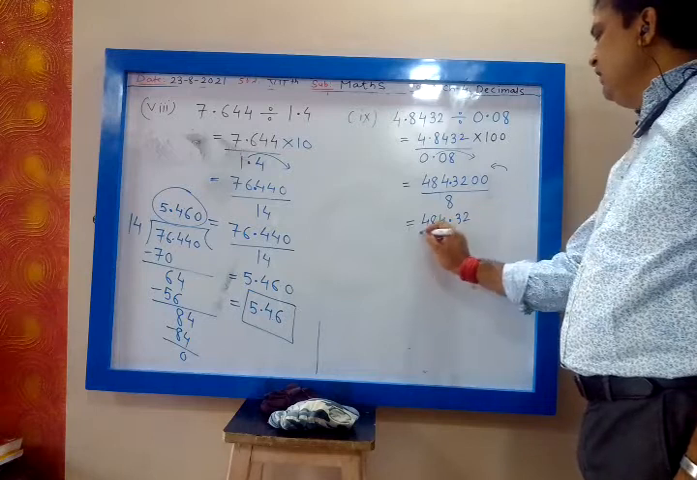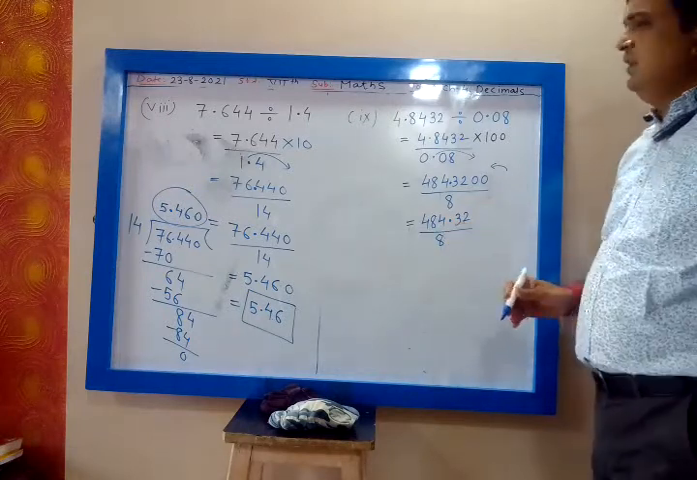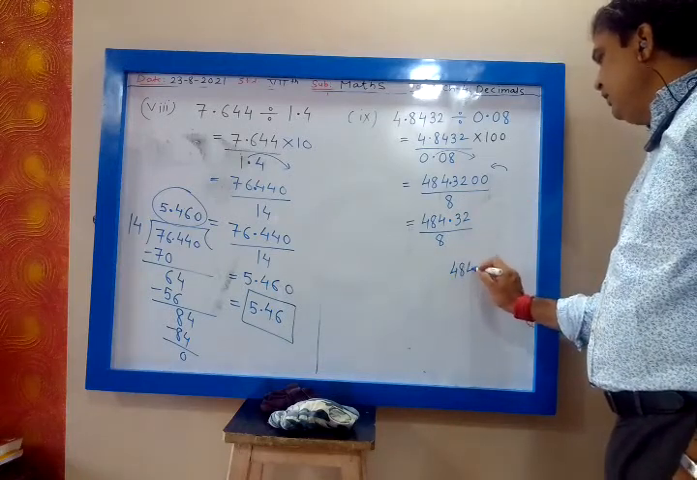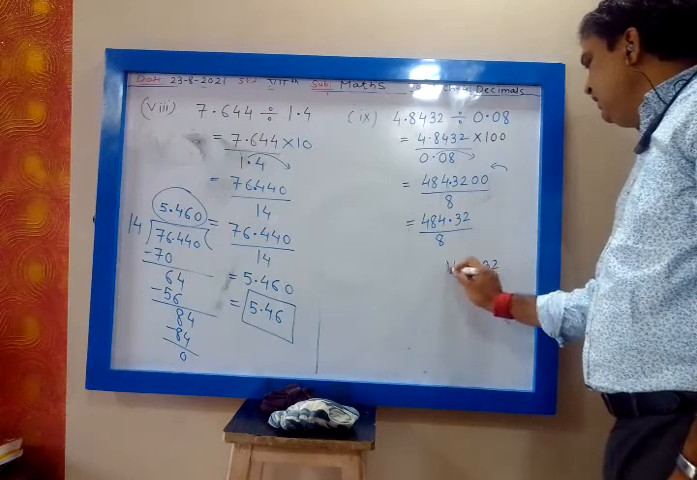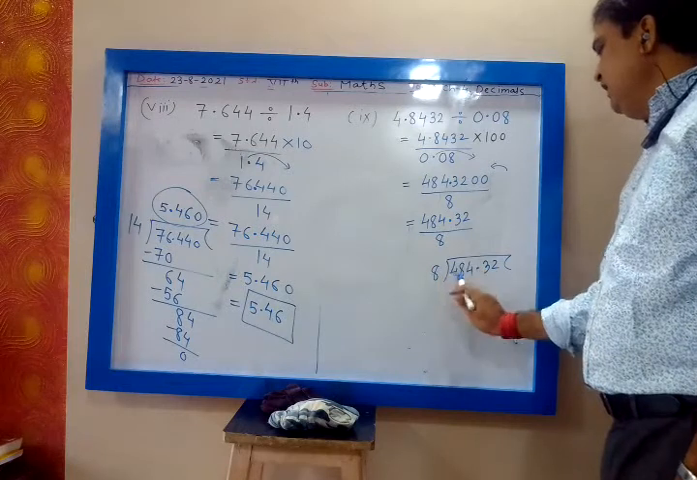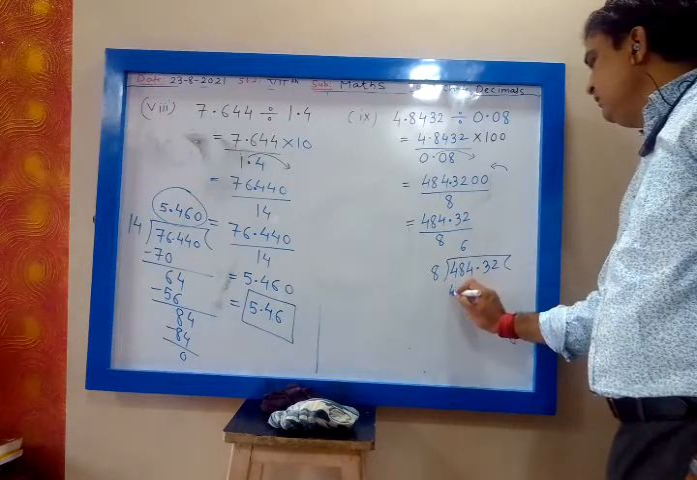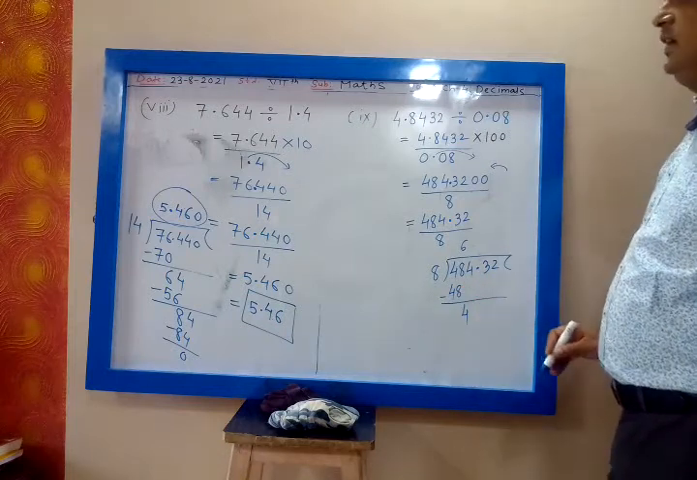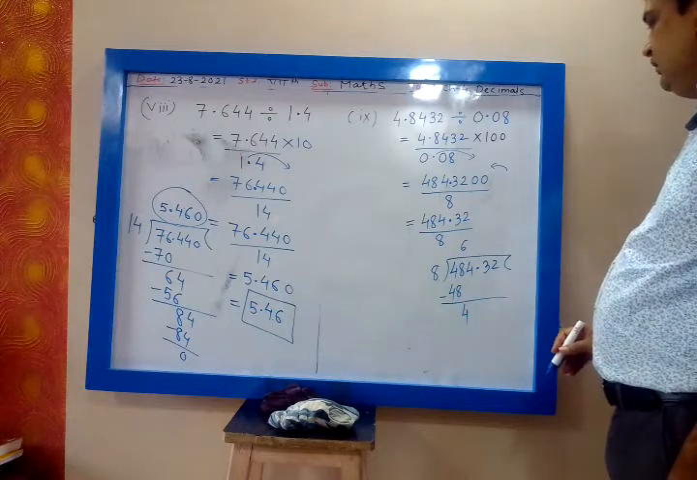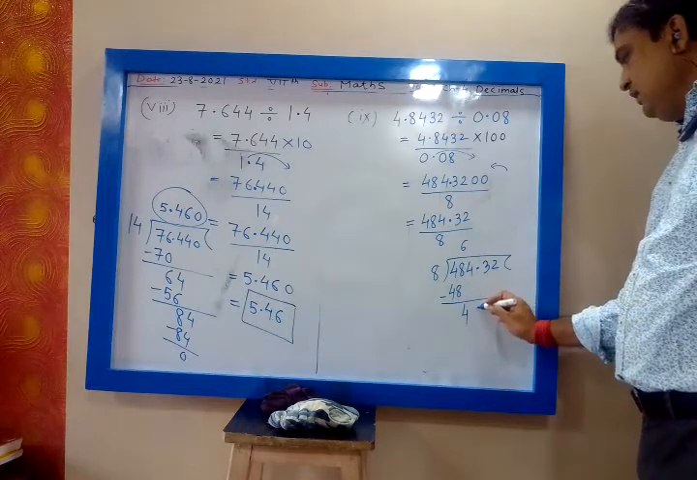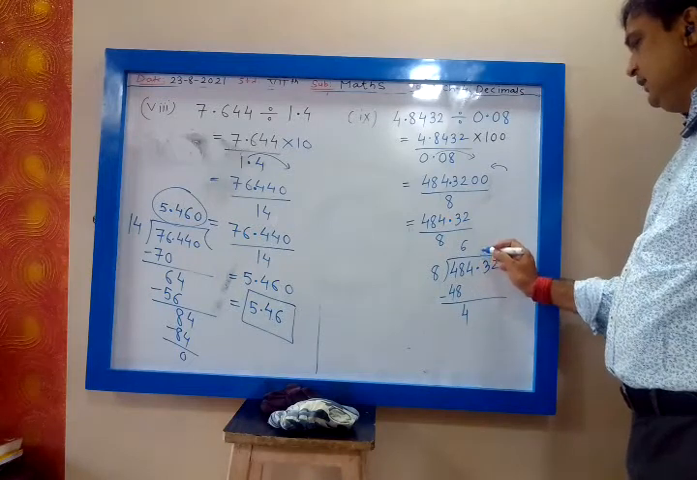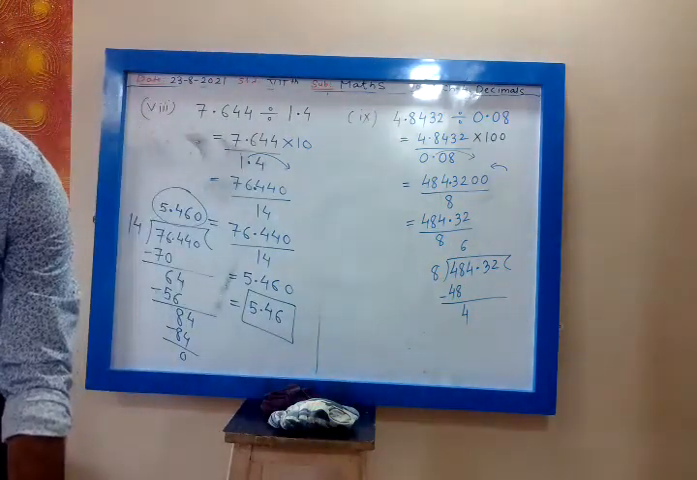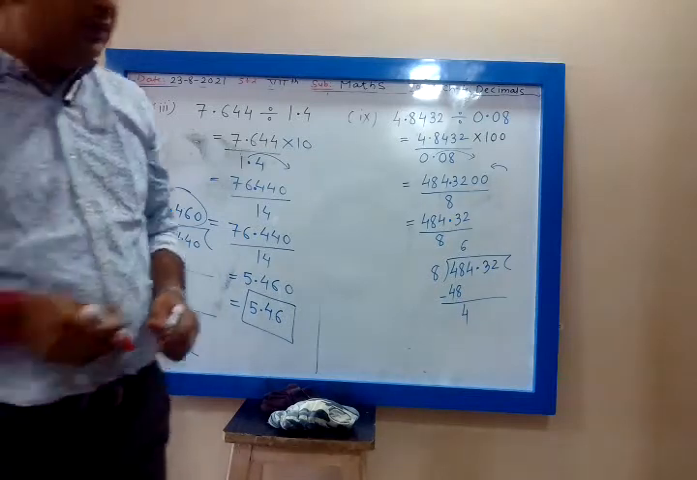484.32 divided by 8. So divide this: 484.32 divided by 8. First we consider 2 digits, 8 6s are 48, okay, that has gone. Now 4, yes, then 4 is there, 0, then 3 is there. Divide it and tell me the answer. Do it fast. Tell me the answer.